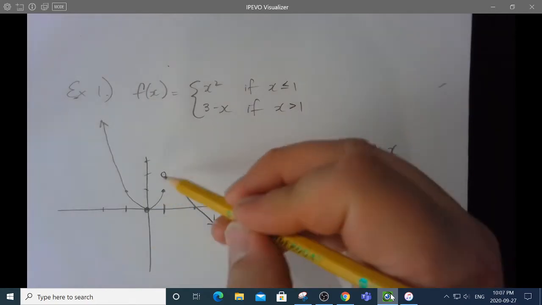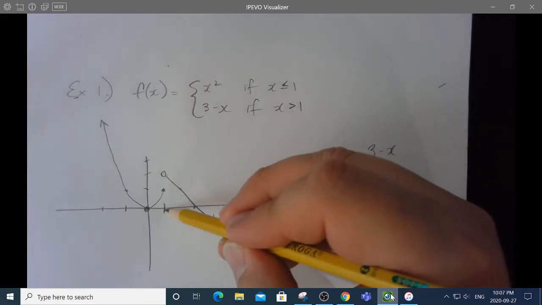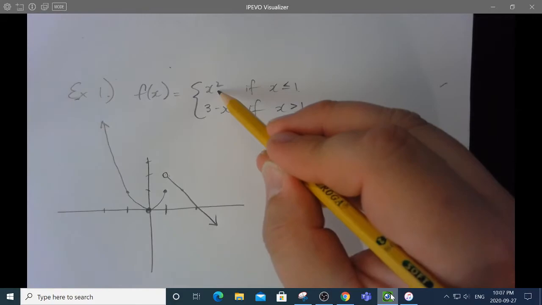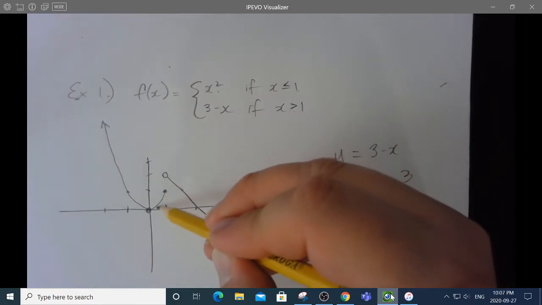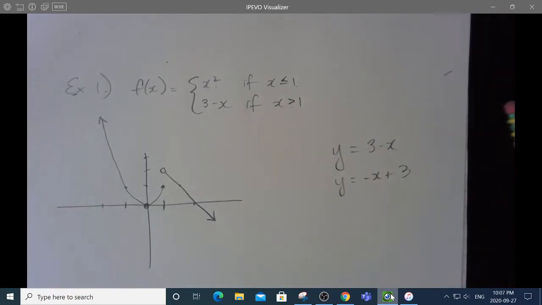Now, why is this an open dot? Because notice that's a greater than. When x is 1, this isn't the function. When x is 1, this is the function. So it's a solid dot there because it exists there, but it's an open dot there. And this is another good example of a discontinuous function.